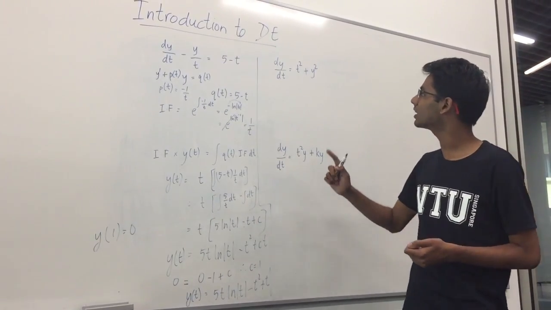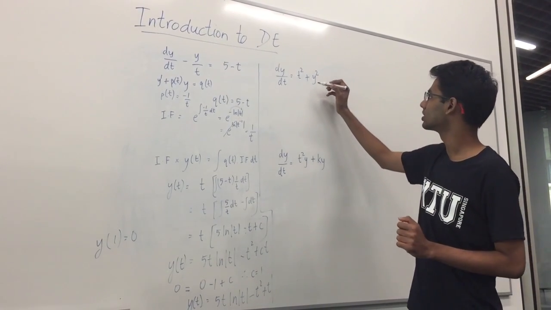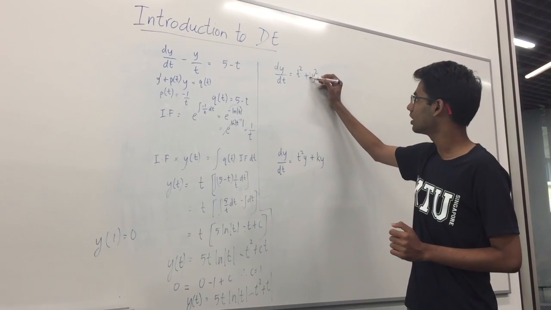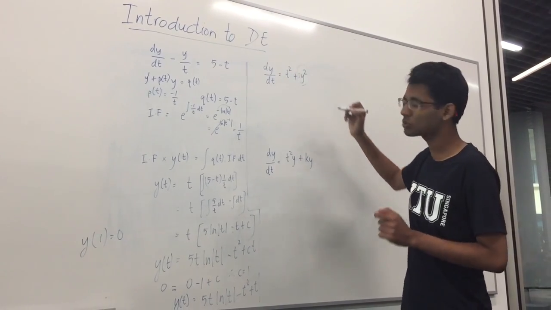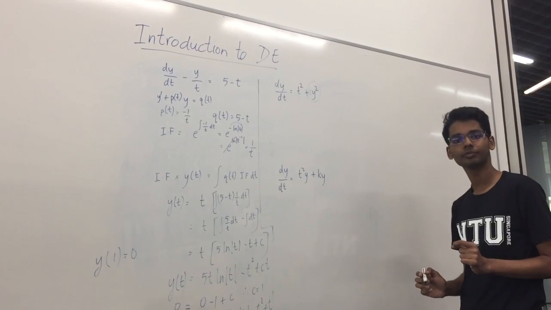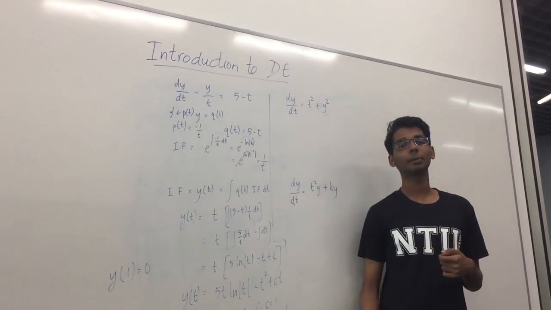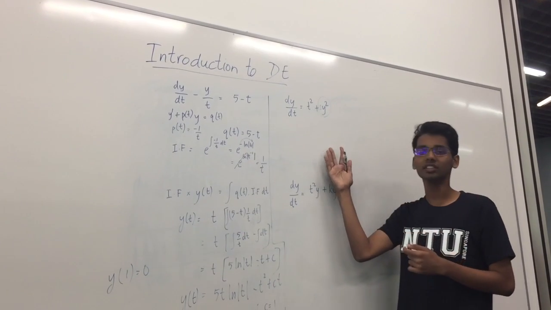But can the integrating factor method work over here? It is actually not possible, because if you take this as 1, then you're going to have 1 times y squared, so it's not a linear equation over here. Since it's not a linear equation, the integrating factor method is not going to work on this.